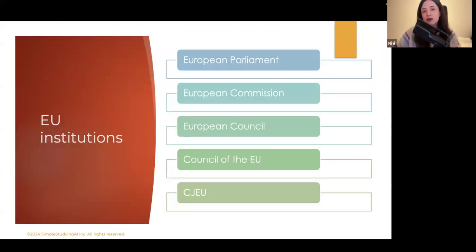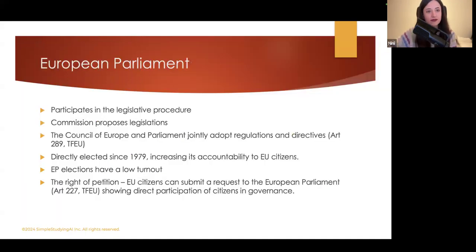First of all, you need to talk about the EU institutions in an essay question like this. So list the EU institutions and then talk about each one of them, what they do, and whether or not they are democratic. European Parliament, European Commission, European Council, Council of the EU, and Court of Justice of the European Union. European Parliament participates in the legislative process, so they make laws.